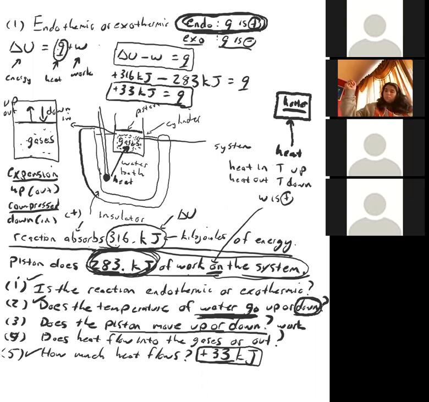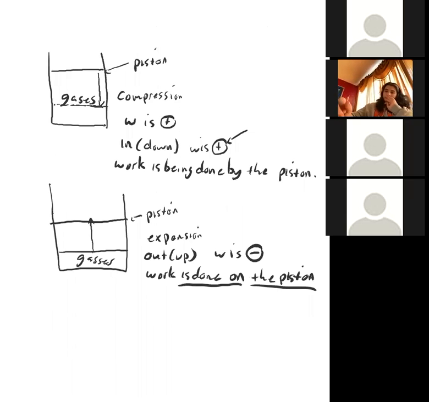So we can say, does the piston move? Well, it's positive right here. Does it move up or down? Well, that's what I just told you the convention is, right? The convention is if work is done by the piston, then it's going to be positive. Okay, so since it is positive, that means work is being done by the piston. And if it's being done by the piston, that means it's compression, and that means that the gases are going to be compressed. Okay.